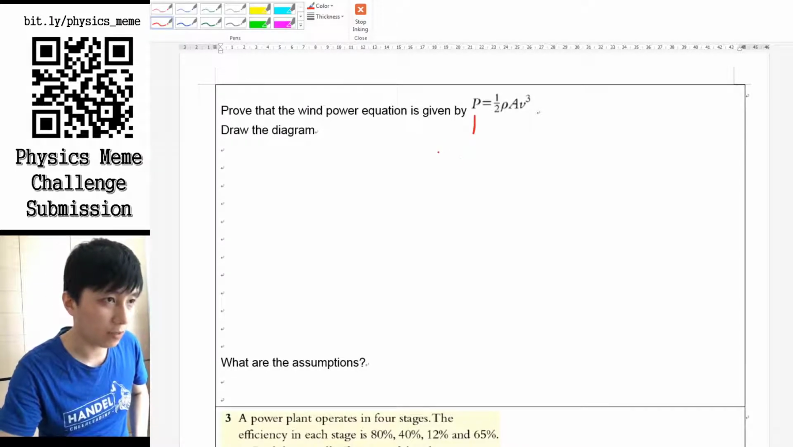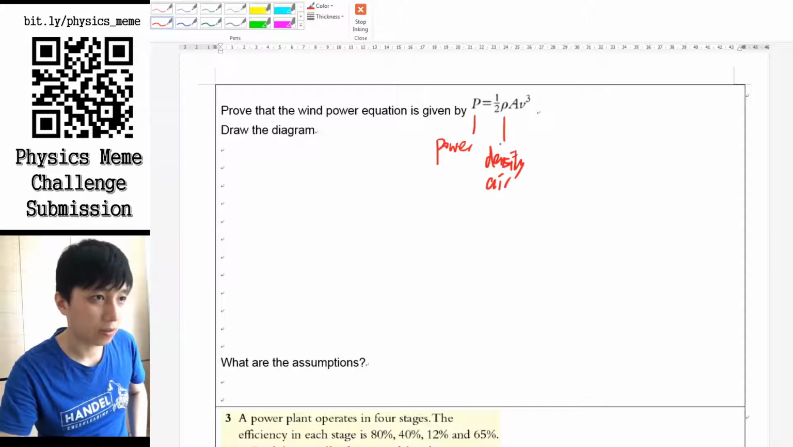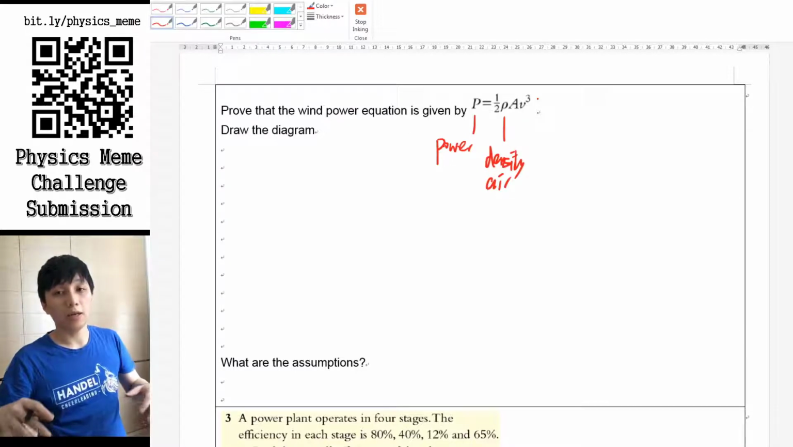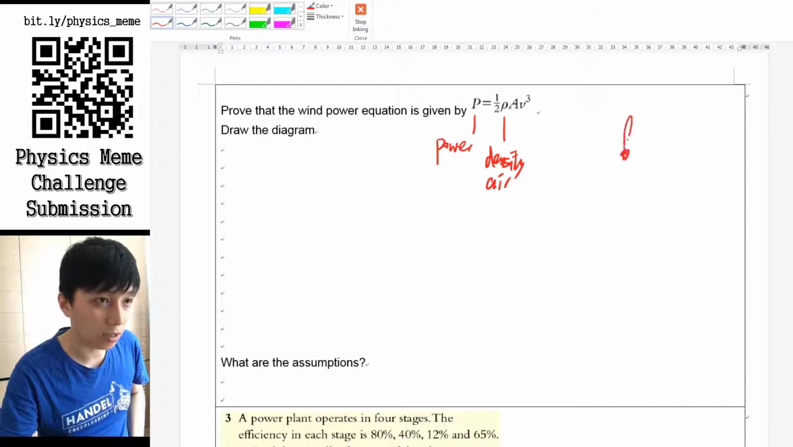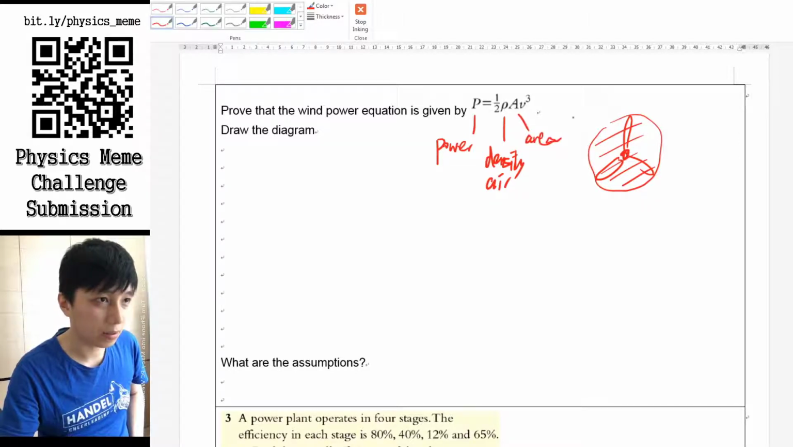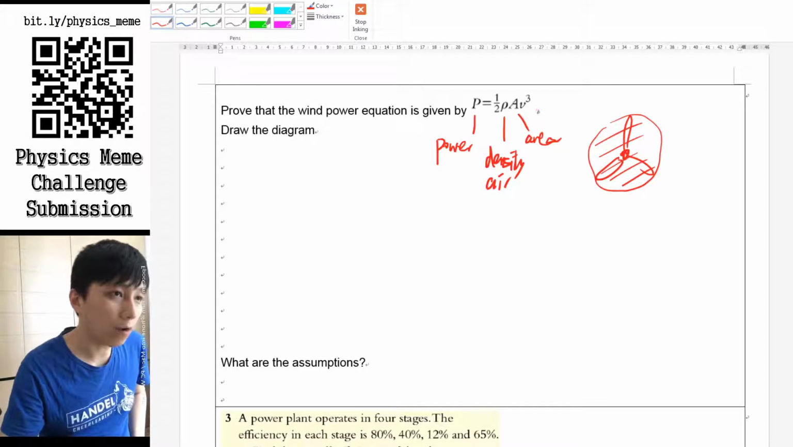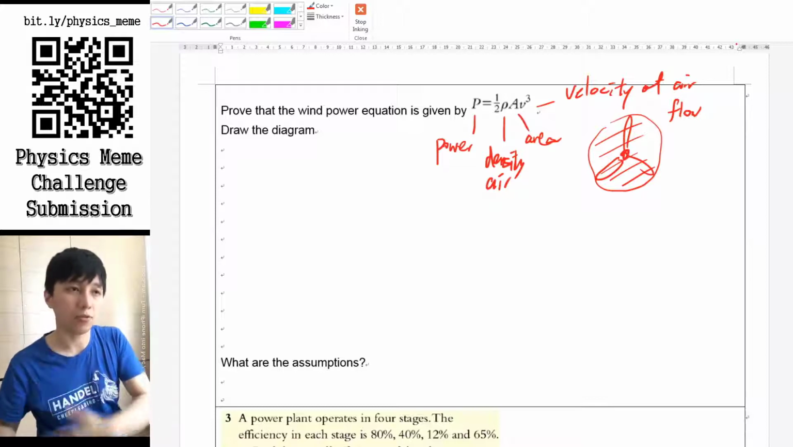So P obviously is the power, while rho is the density of the air. While A will be a bit more complicated. Imagine there's a turbine, and that is the area that it can cover. So let me draw a diagram. Something like this, and then of course the turbine would turn, right? So that is the whole area that the turbine would cover. While V will be referring to the velocity of the airflow. Okay, so probably it's the air that got drawn in to the turbine.